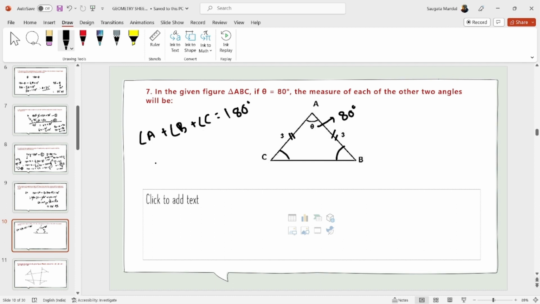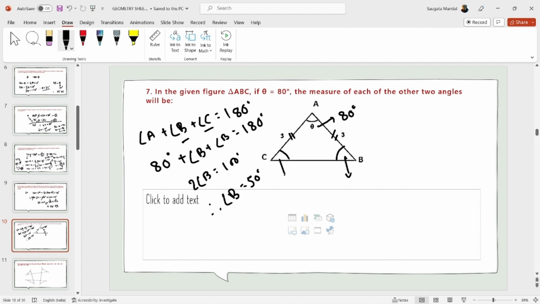And here angle A is 80 degree and angle B and C are equal to each other. That means both are angle B, that equals 180 degree. That means 2B is equal to 100 degree. That means B equals 50 degree. What is the value of B and C? They both are equal and they are 50 degree each. That is the answer of this question.